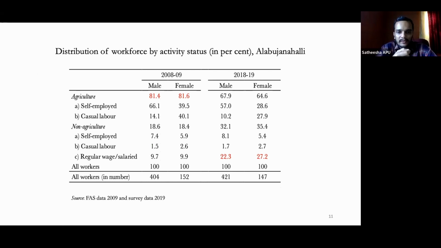If you look at the occupation structure, we can see self-employment is the dominant source of employment, particularly for males. In 2018-19, more than 50% of them are engaged in self-employment in agriculture. For females, both self-employment as well as casual labor in agriculture are important sources of employment. When coming to non-agricultural employment, we can see that between 2009 and 2019, there's a large increase in the share of regular wage salary. It's almost double for both male and female. Here, by regular wage salary, I mean if a worker receives earnings on a monthly basis, then I classify them as regular wage salary.